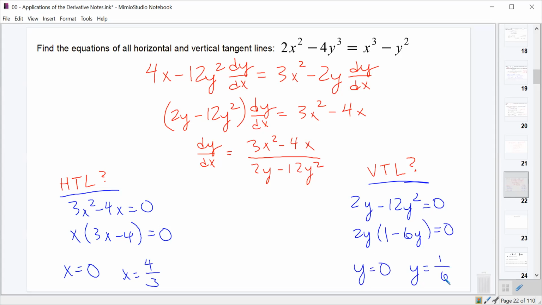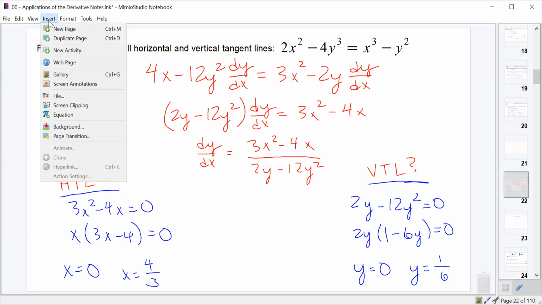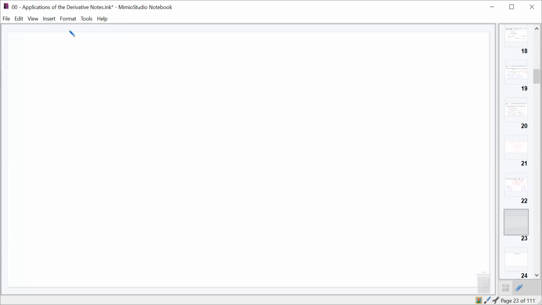So we'll start with the horizontal tangent line. So we had our function of 2x squared minus 4y cubed equals x cubed minus y squared. And we were looking at when x is 0 to begin with.